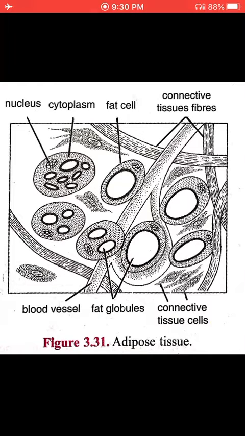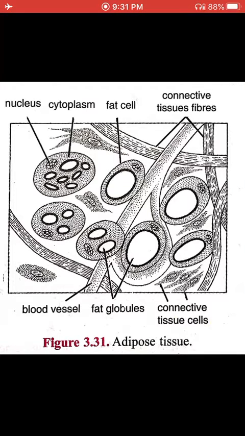Now, what is the requirement of this? The function of it is that it serves as a fat reservoir, a place where fat is stored for emergency. It provides shape to the limbs and the body. It keeps visceral organs in particular position. They act as a shock absorbent as well. They act as an insulator against conduction of heat, and also regulate the body temperature. This is the function of adipose tissue.